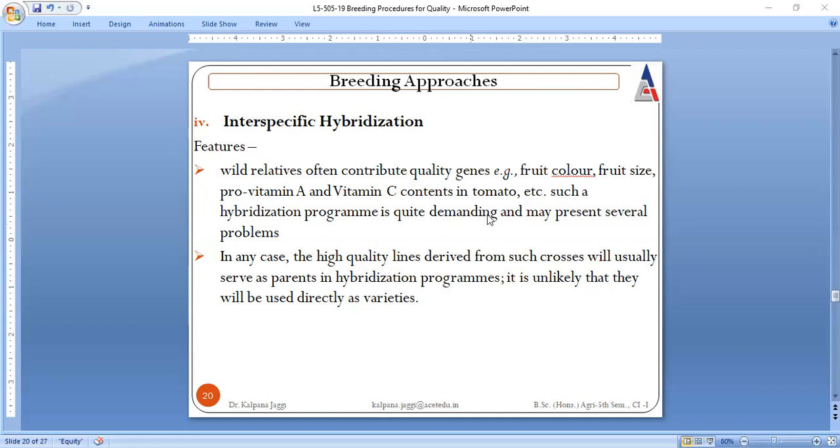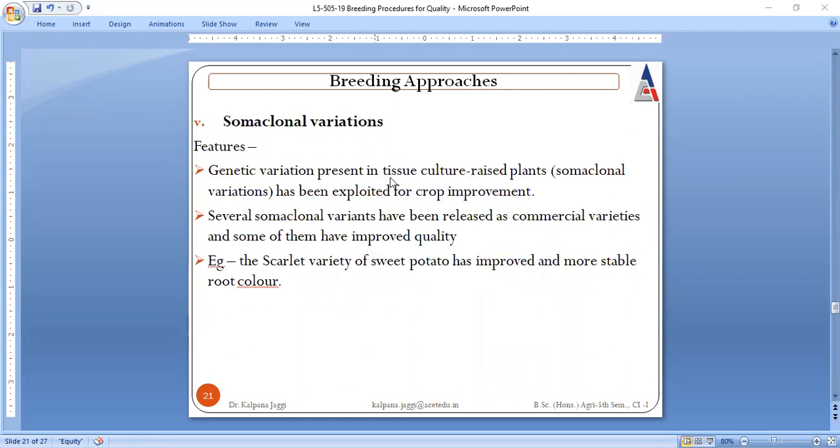So when we see its positive prospect, because they are contributing quality genes, these wild relatives can be used as parents in the hybridization program. But they are not to be directly released as varieties. They are to be utilized as parents, but not released as the variety, right? Next is somaclonal variation. This I have already told you.